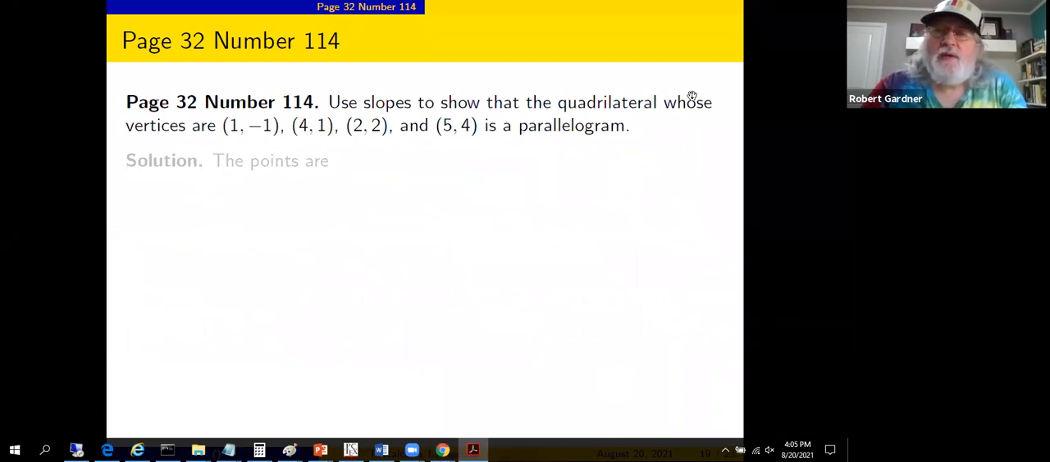All right, something related to that same idea. Says use slopes to show that the quadrilateral whose vertices are these 4 points here is a parallelogram. All right, parallelogram. That's a four-sided figure with opposite sides parallel.